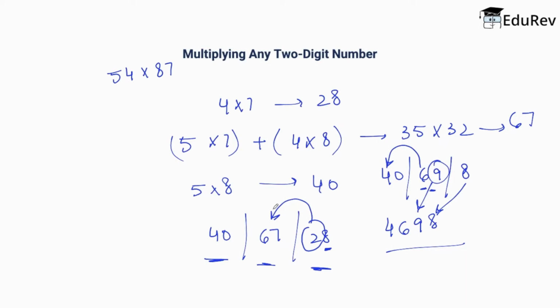But in this example, when I'm multiplying 54 with 87, there are two digit numbers. Therefore, rule 5 applies and we need to add the number at the tens place to the preceding two digit number. I hope you understood this. So let's move on to the next concept now.